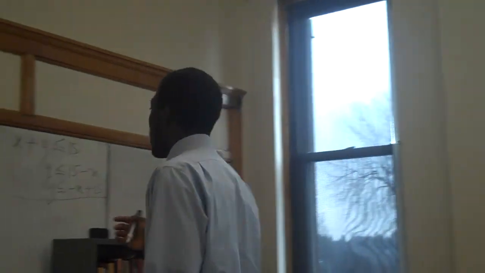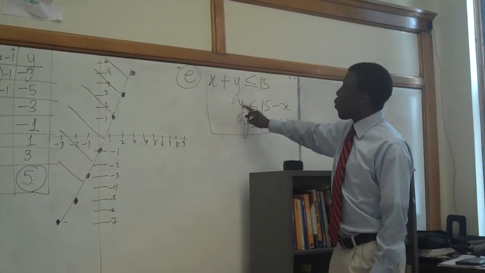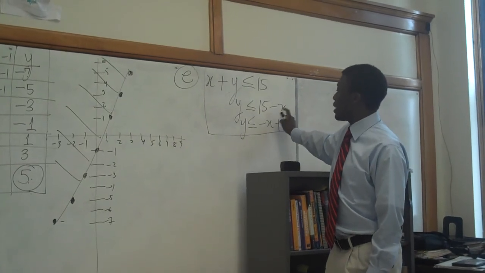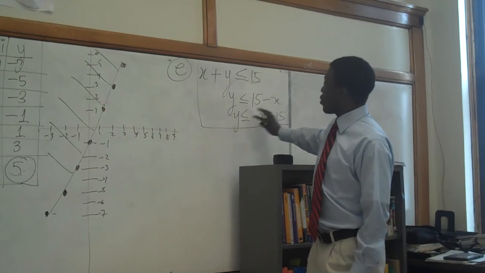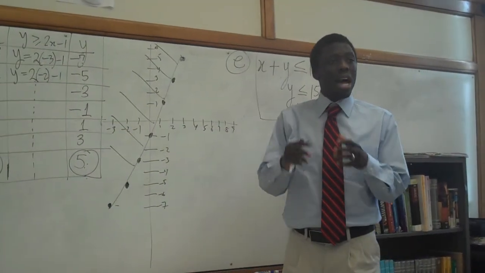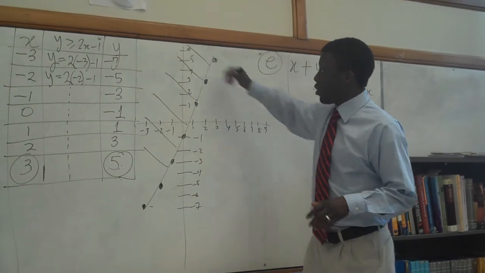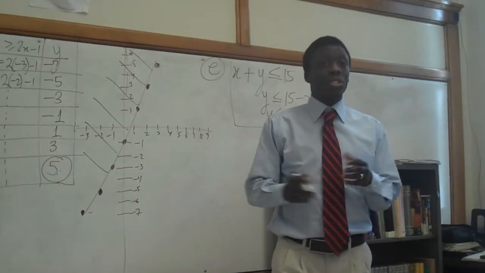The way you set it up is X plus Y is less than or equal to 15. Y is less than or equal to 15 minus X. Y is less than or equal to minus X plus 15. Take those values, draw your table of values, draw your graph. You will have things in the positive region. You mostly have things in the positive region right there. And then you can answer the questions that they ask.